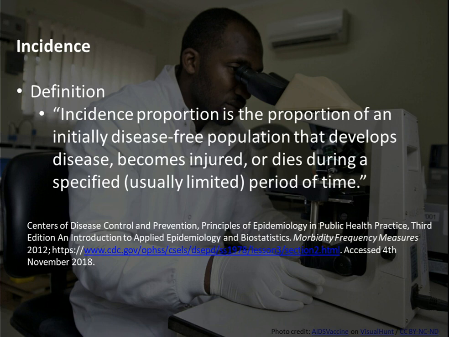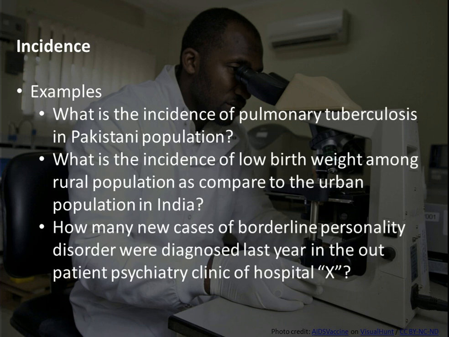Incidence proportion is the proportion of an initially disease-free population that develops disease, becomes injured, or dies during a specified, usually limited period of time. Examples of research questions including incidence are, for example, what is the incidence of pulmonary tuberculosis in Pakistani population? What is the incidence of low birth weight among rural population as compared to the urban population? How many new cases of borderline personality disorder were diagnosed last year in the outpatient psychiatric clinic of Hospital X?